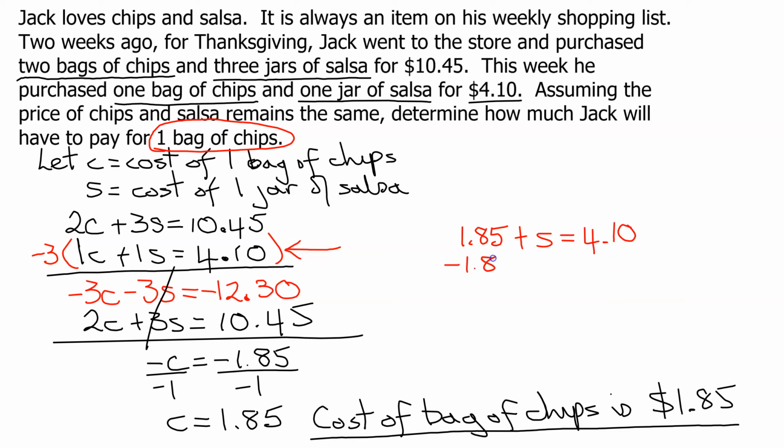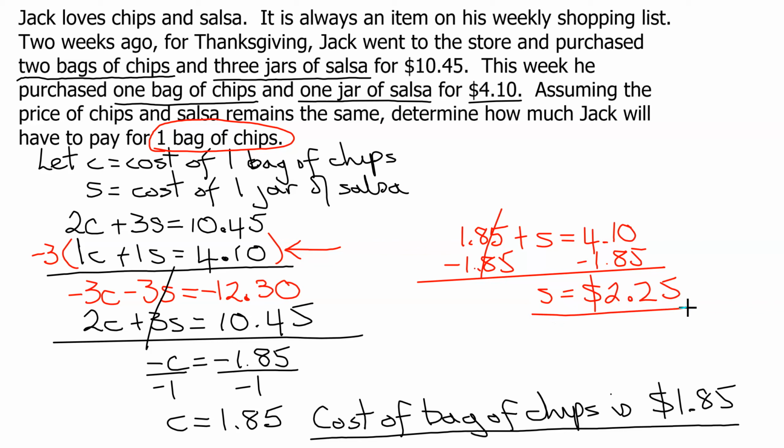Subtract 1.85 from both sides, and I get S equals $2.25. And so that is the price of a jar of salsa. And to double check your work, you could find 2 times C plus 3 times S to make sure it equals 10.45, and add 1 C and 1 S to make sure it gives you $4.10.